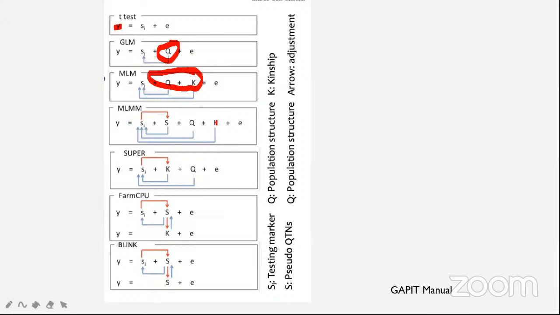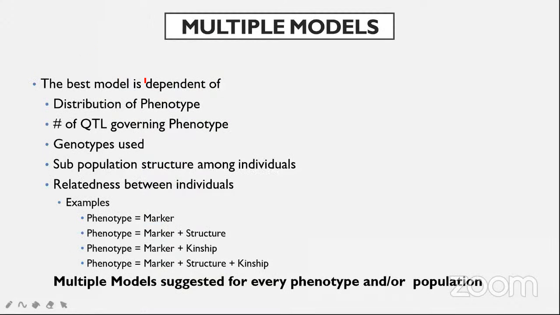In MLMM, you include one of the markers as a covariate, just like composite interval mapping. And in SUPER, it's a different thing. In FarmCPU, BLINK, these are different options. But right now, most of the time, even today, we use only these two methods, GLM and MLM. So we need to run multiple models. The reason is for each population and phenotype, population structure and kinship may or may not have an effect.